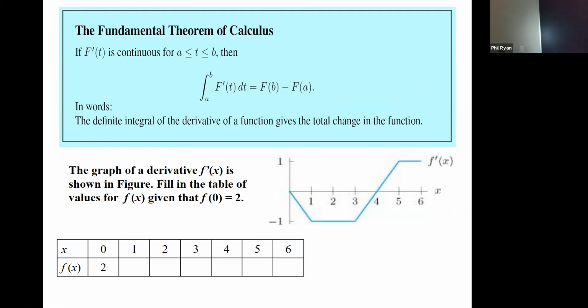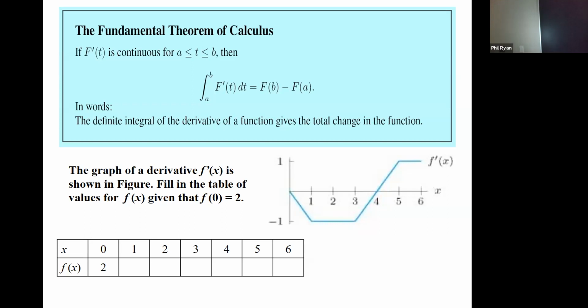So this relates the derivative and the integral. Actually, the fundamental theorem of calculus comes in two forms. We'll only be worrying about one form. The form that we're going to worry about is what happens when you integrate a derivative. The other form of the theorem tells us what happens when you take the derivative of an integral. We'll get to that later.